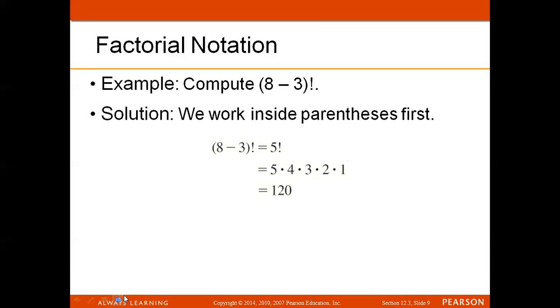Compute (8 minus 3) factorial. We work inside the parentheses first, order matters. So 8 minus 3 is 5, so this is 5 factorial. 5 factorial is 5 times 4 times 3 times 2 times 1, which is 120.